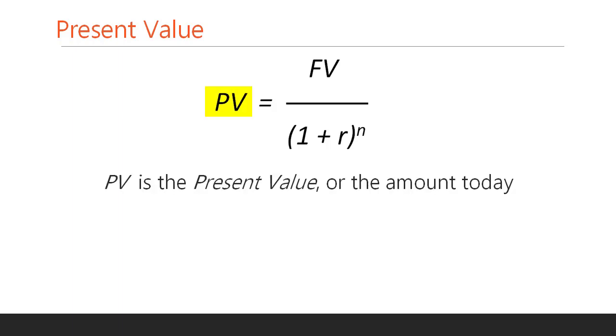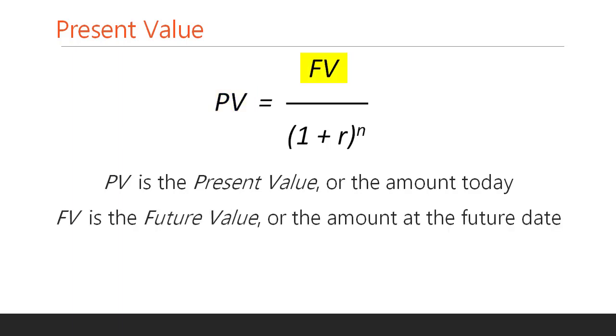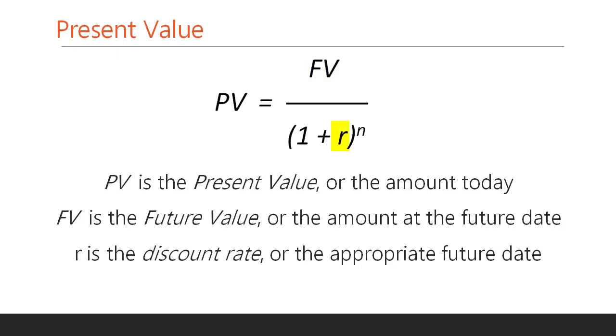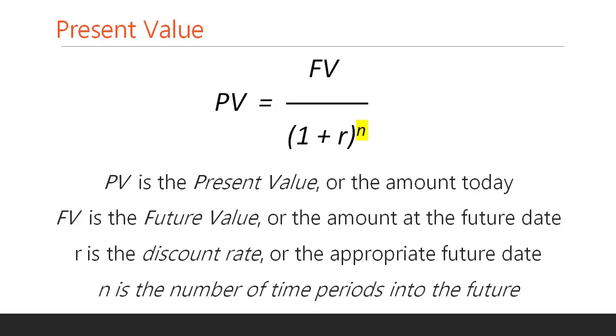PV stands for present value. That's the value today of cash returned in the future. FV is the future value, or the amount of cash at the future date. R is the interest rate, or the rate of interest required by the market for this type of investment. And N is the number of time periods until the future value is received.